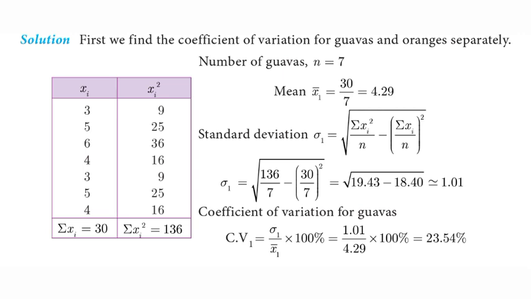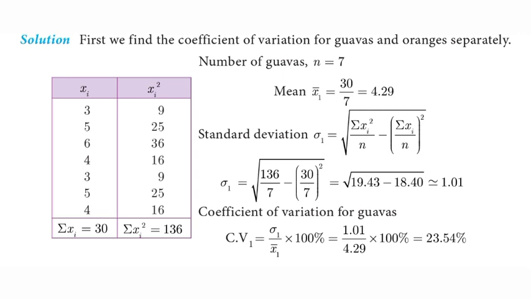That is direct method. Substitute the formulas. First we take the x values, that is 3, 5, 6, 4, 3, 5, 4. We add all the values, that is summation x1, which we already added, that is 30. Now next we find the summation x square.